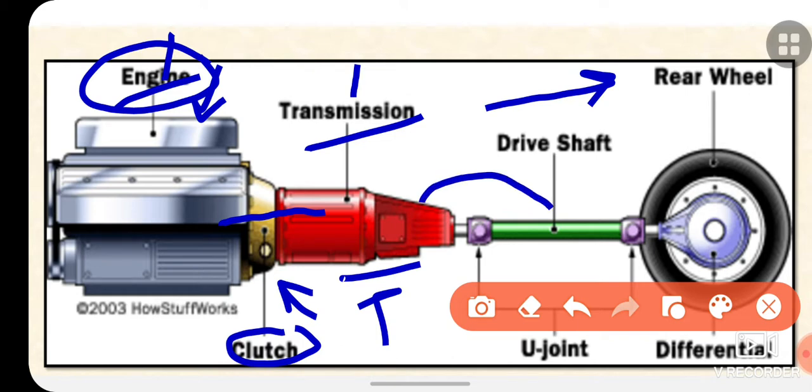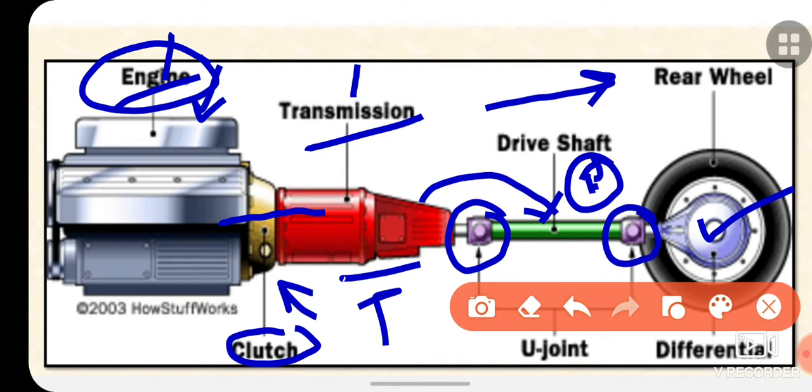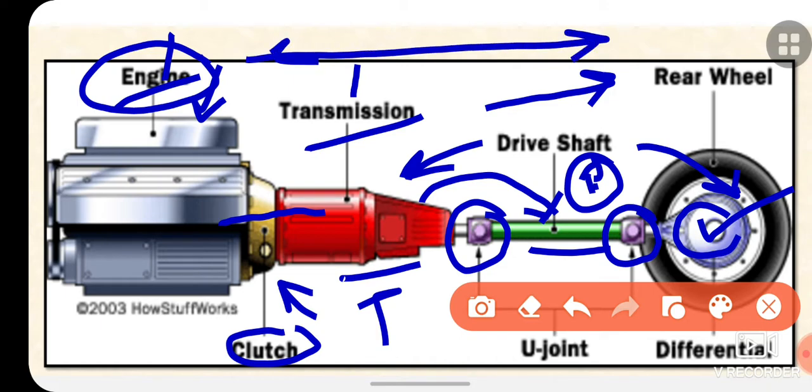Further, transmission system is connected with the driving shaft, that is also called the propeller shaft. Now, this propeller shaft is connected with the transmission system with the help of the universal joint. Further, again it is connected with the next part, that is the differential, with the help of the universal joint. So, this propeller shaft is to transmit the power received from the engine and transmission system and deliver it to the differential gearbox. Differential gearbox is mounted on the rear axle. Differential gearbox just converts this linear motion into the perpendicular one.